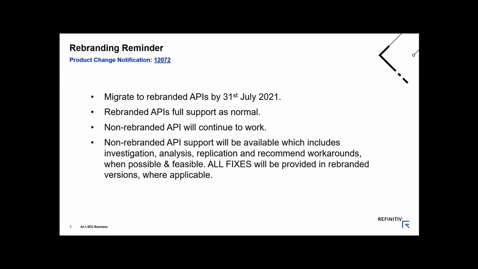This was announced last July 2020, in a product change notification, which is shown on the top of your screen, 12072. When you get the presentation, you will be able to click on that link and have a look at that notification. It should also be available on your local MyRefinitiv account when you log in. This PCN essentially requested customers to migrate to the rebranded APIs by 31st of July this year, 2021.